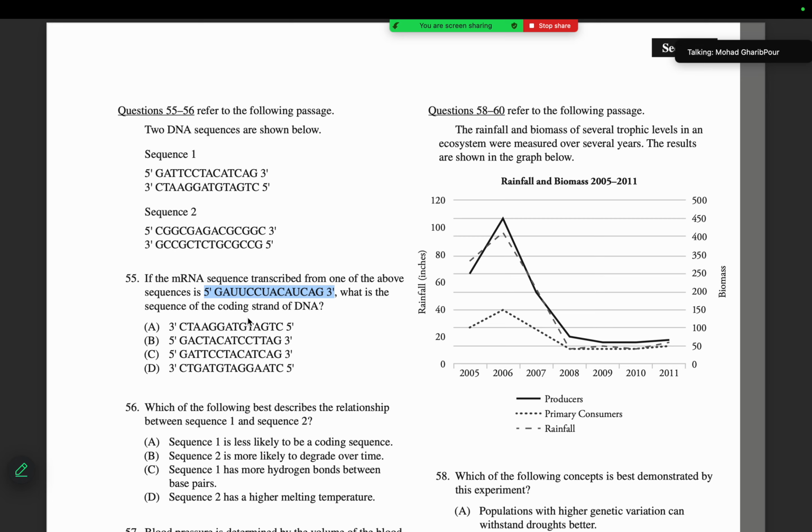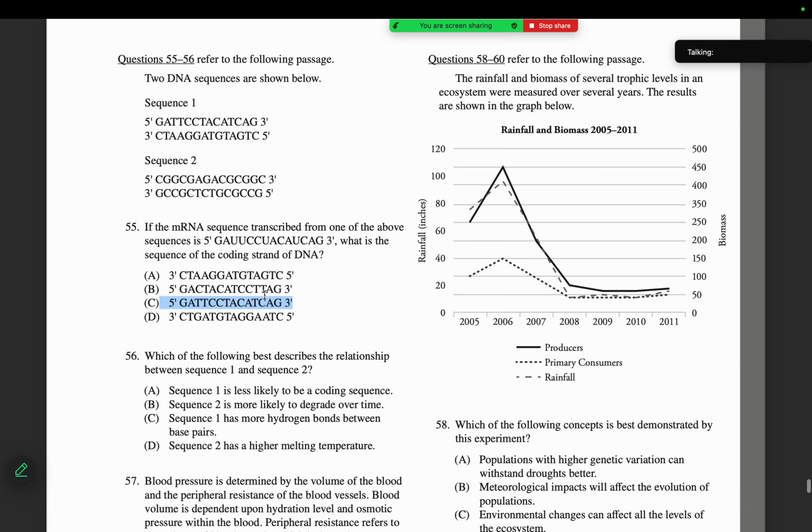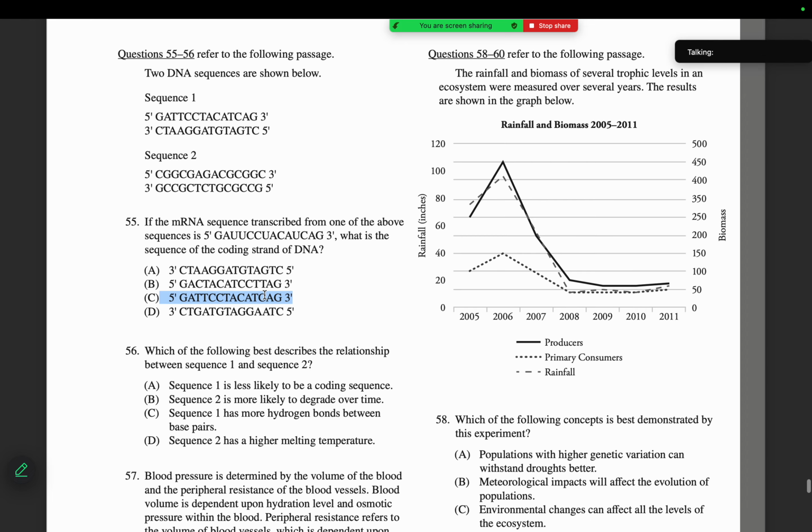The coding strand is exactly the same as this. Well, of course, without the uracils. So the coding strand is always exactly the same as the mRNA. Even the directionality is the same. So it should be this one. C. So it would be this one.